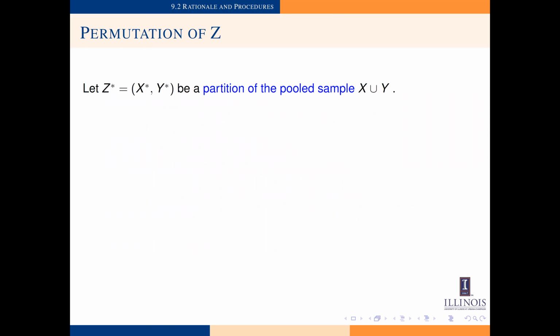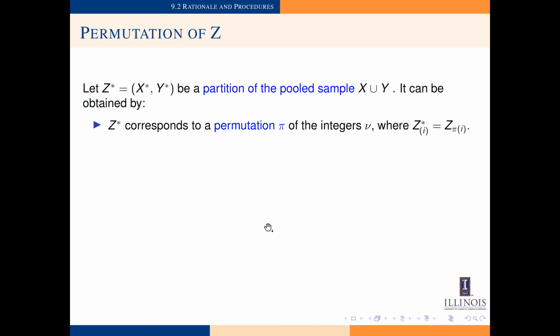Now let's consider a permutation of Z. Let Z star be X star and Y star, and this is a partition of the pooled sample X union Y. This can be obtained as follows. Here, Z star corresponds to a permutation pi of the integers nu. So the ith element of Z star is going to be the pi(i)th element of Z. So pi is a permutation function and it's applied to each of the integer indices in the set nu. Essentially, we just shuffle the observations or the indices.